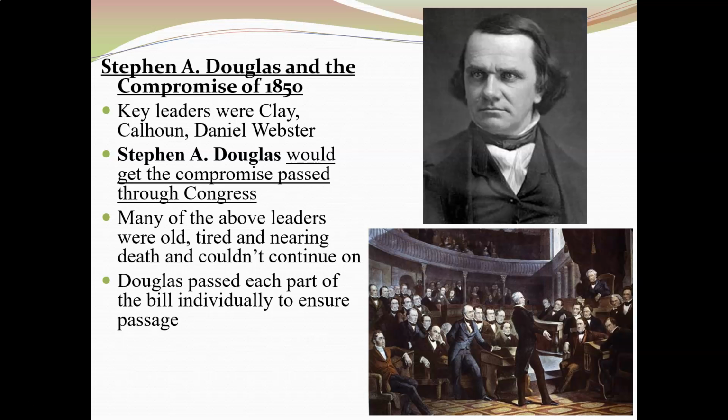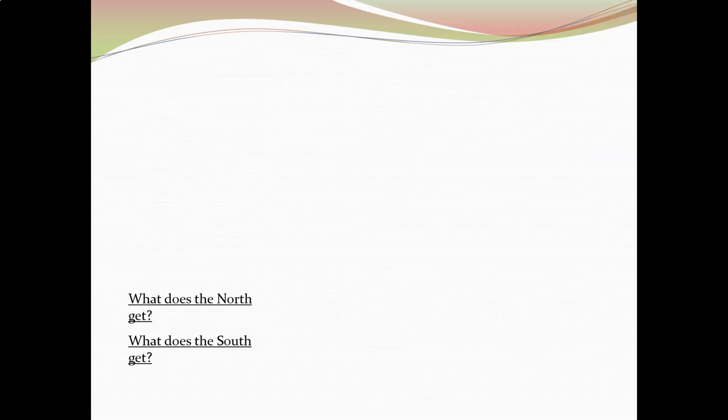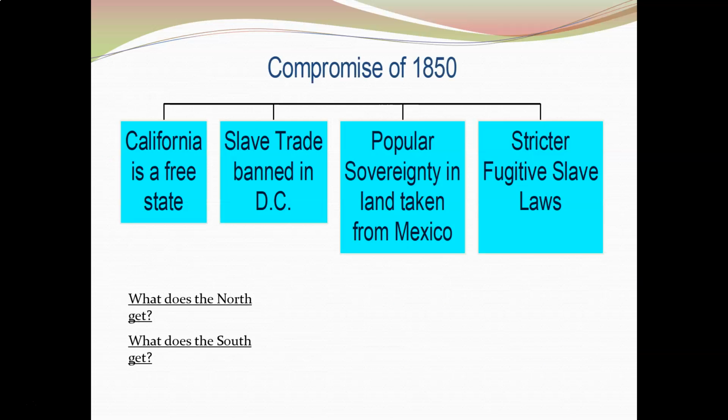there's a lot of new blood in Congress during this time. As you see in the notes, many of the above leaders are old, tired, and nearing their death. And honestly, they're at the point where they can't keep doing this. And so for Douglas, it was important that even with their sponsorship of this bill, he made sure that both sides were on board. Now, what does the North get? What does the South get?